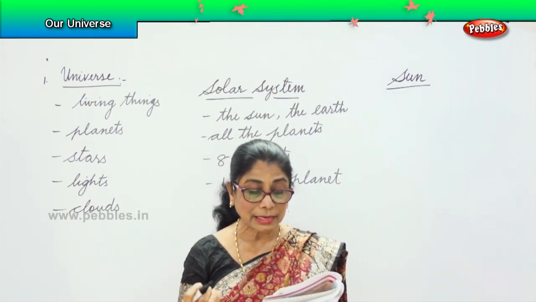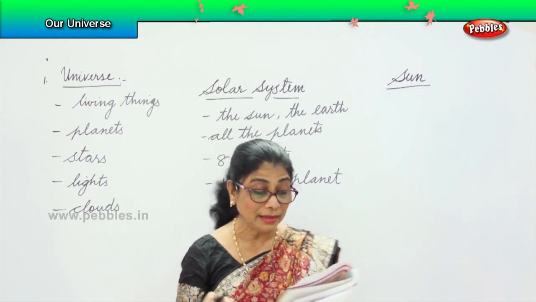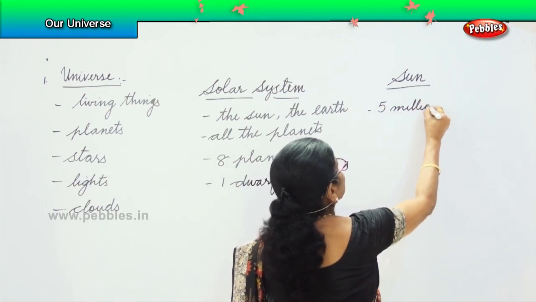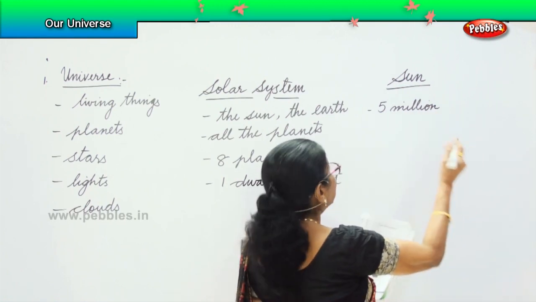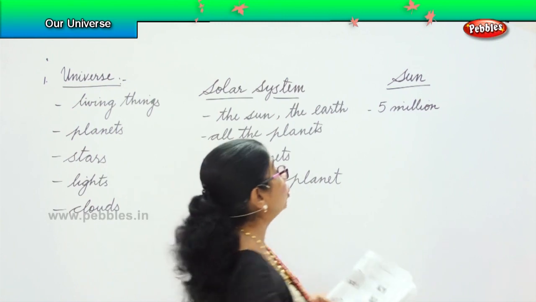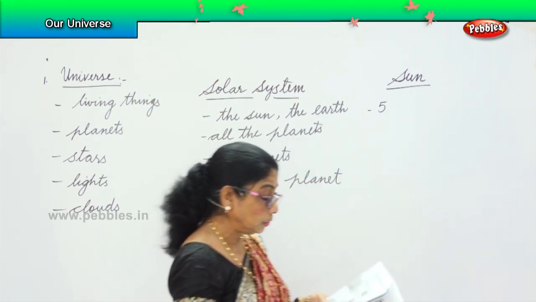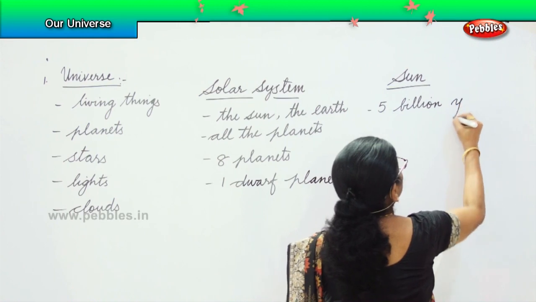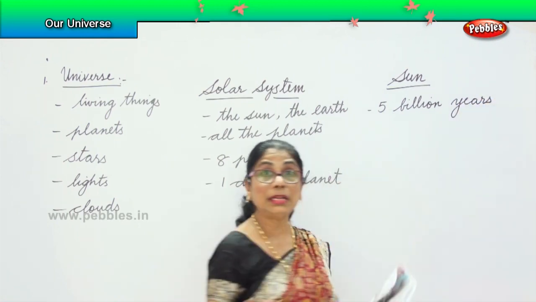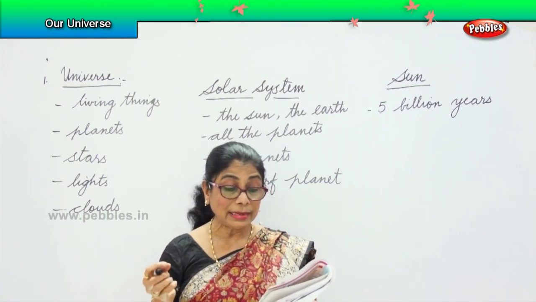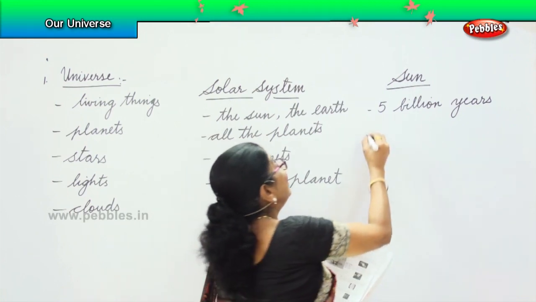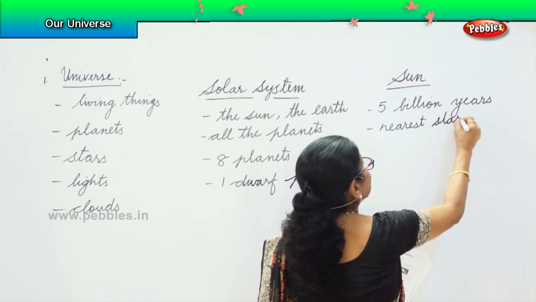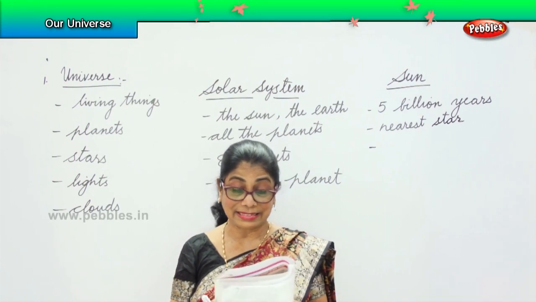The sun is about 5 million years old. What is the age of the sun? 5 billion, sorry, not million, it is more than that. 5 billion years old. The sun is 5 billion years old and is our nearest star. The sun itself is a star. It's the nearest star to us.